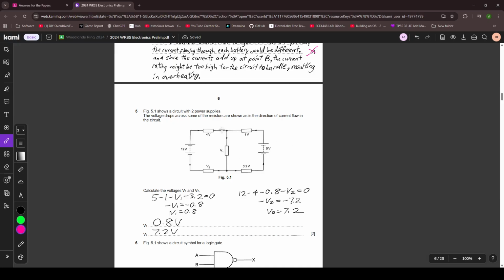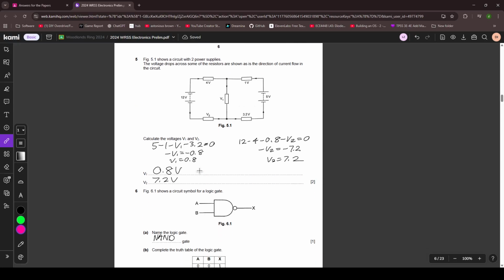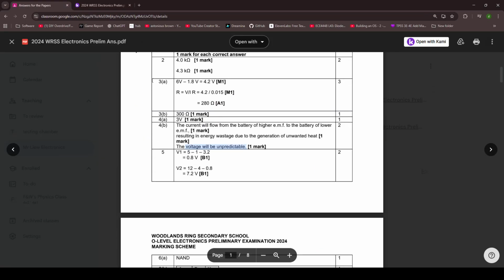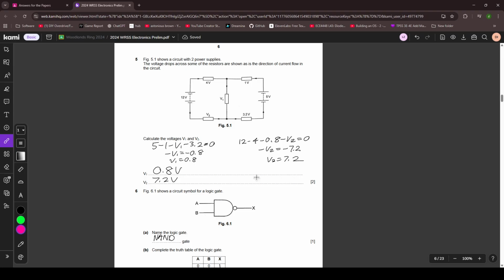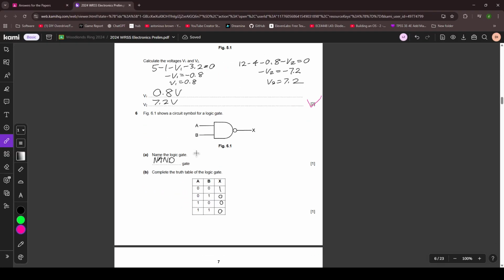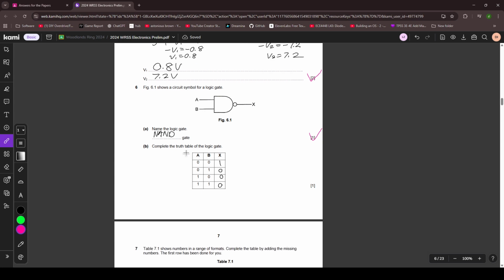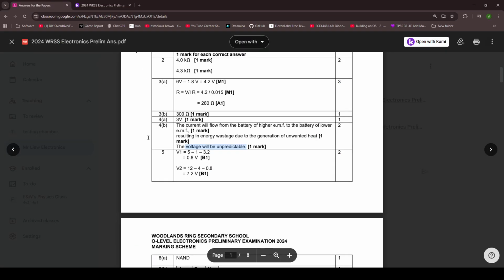Sorry. Okay, KVL. I'm not going to go through KVL. I'm just going to see if you got it right. 0.8, 7.2. Yes. If you want to know how to do KVL, you can just watch my video. This is NAND. The truth table. This is wrong, right? Because normal AND would be like this. So if you NAND it, it'll be like this. So you're wrong.